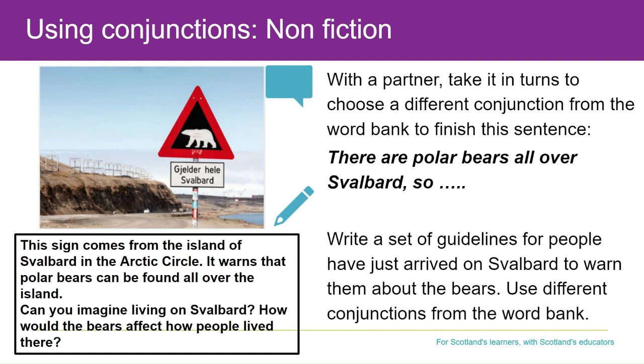And here's a final idea for using conjunctions, again in a non-fiction piece of writing. As you can see there, there's a picture prompt from a sign from an island called Svalbard in the Arctic Circle, and it warns that polar bears can be found all over the island. And with a partner, you're going to ask the children to take it in turns to choose a different conjunction from a word bank, which you already have pre-made to finish the sentence. A really nice example for using here is an online resource called WordWall, where you can find lots of different conjunction spinners to help you be able to piece this together.